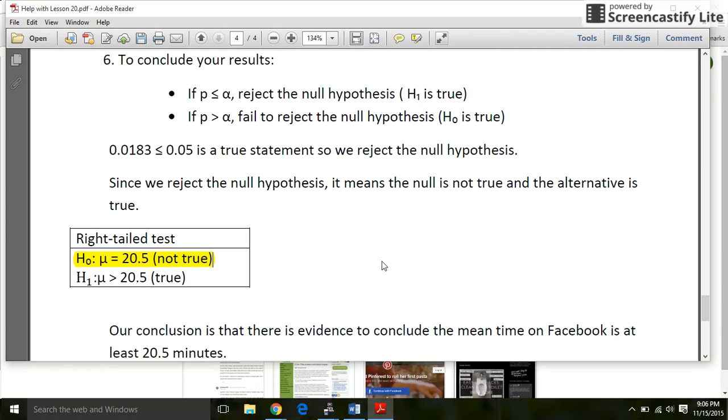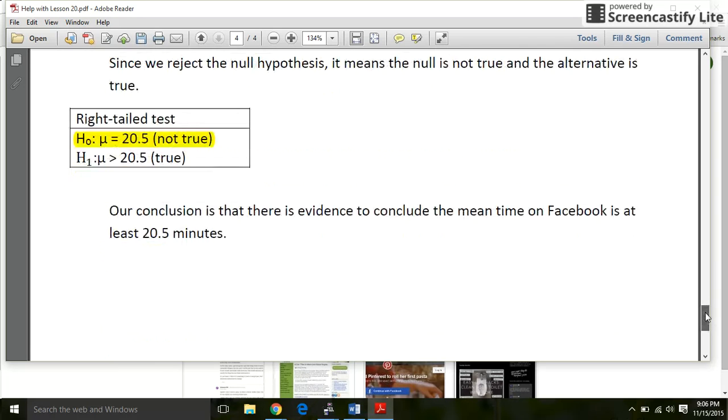So I can conclude that there's evidence that the mean time on Facebook is at least 20.5 minutes. I don't know what the exact value is, but I can show that it's increased. All right, so let's keep going.